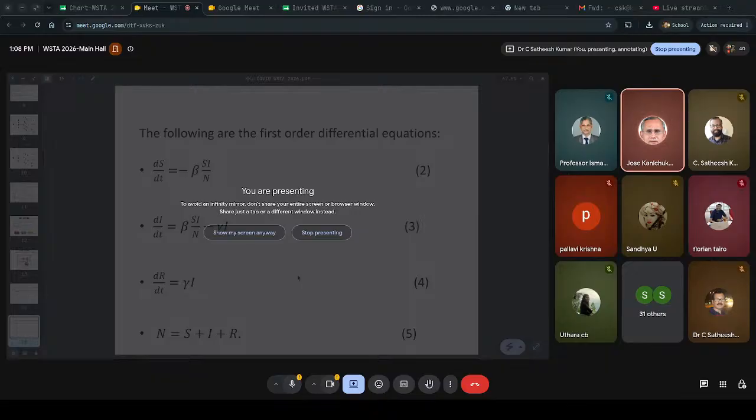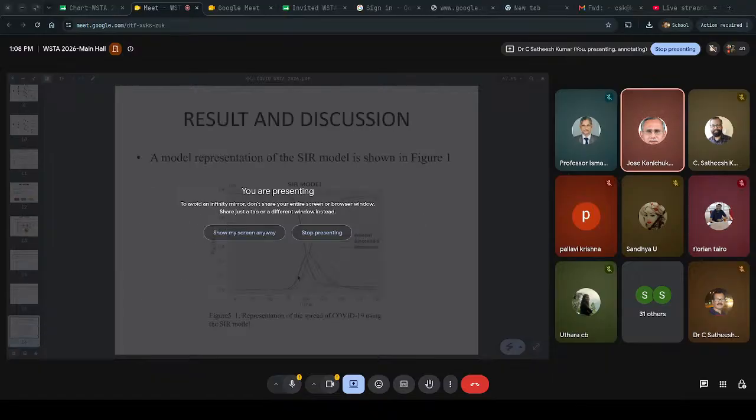These are the fundamental differential equations which you have to solve, and the total number N is equal to susceptible plus infected plus recovered. So that is equation number 5. Next, results and discussion. A model representation of the SIR model is shown here. So it starts, then comes down, and somewhat you are at the perfect recovered stage.